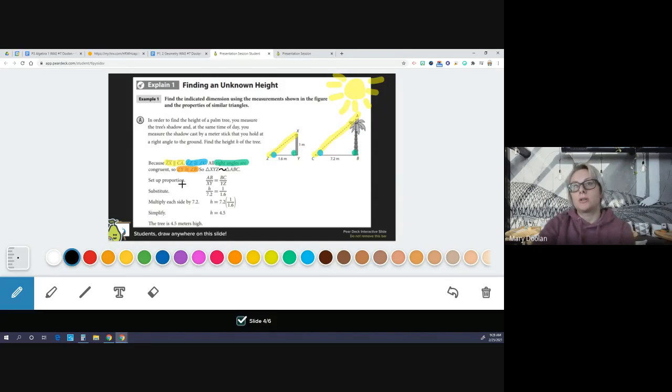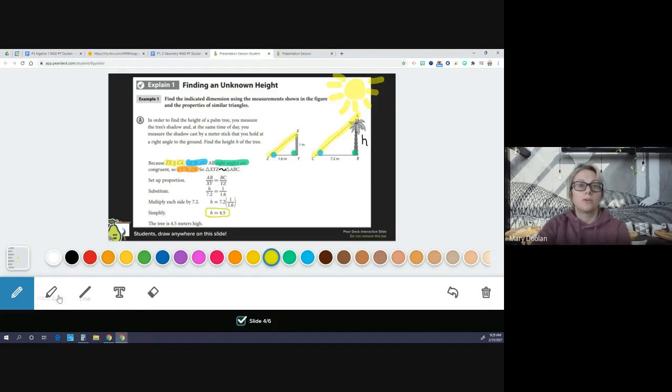Set up a proportion. AB to XY is equal to BC to YZ, right? So we're plugging in the values we have. This unknown height of the palm tree right here is what we don't know. But if I compare that side to this side, and then I said equal as this side to this side, that's one way to set up a proportion. And I can solve for h by multiplying both sides by 7.2. And then we get the answer of the height is 4.5 meters high.